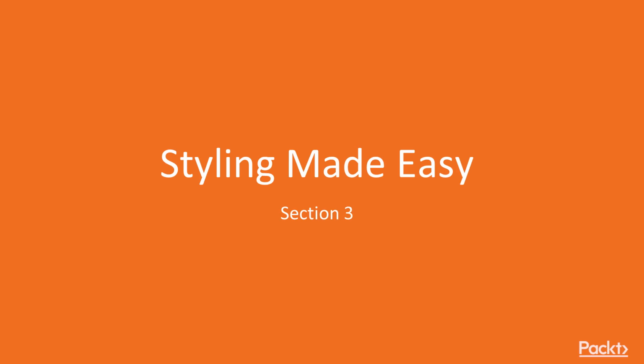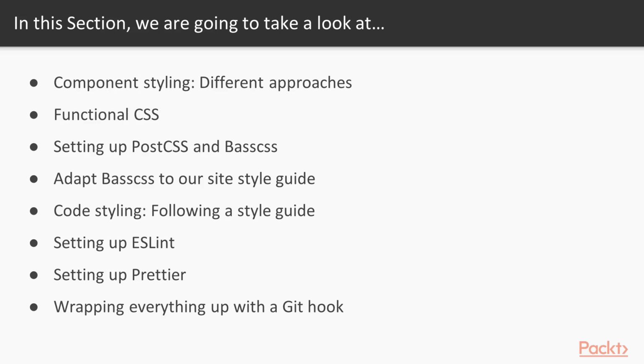So in this section, we're going to talk about styling. First, we're going to review some of the most common practices for styling components, styling React. Then we're going to move forward into using one of these techniques. In this case, we're going to use one called functional CSS. We're going to make our app pretty and commit our changes so we can move on.